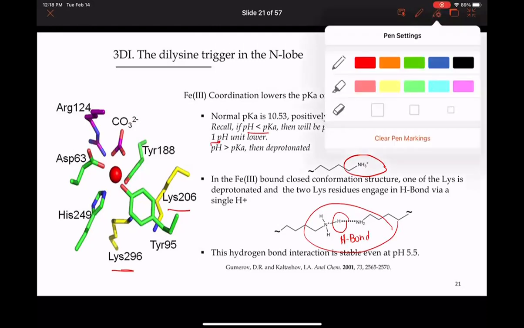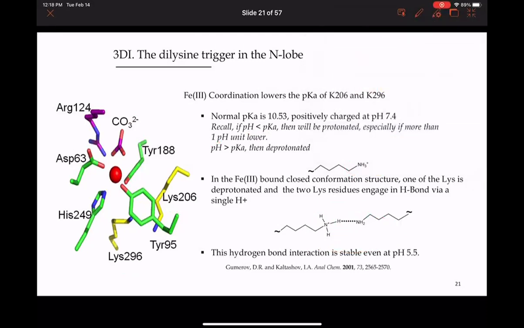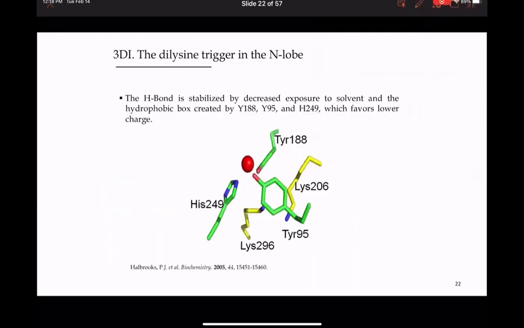And it turns out that this hydrogen bond is even stable at a pH of 5.5. And so I will, in a moment, talk about why pH 5.5 is important, because we're going to talk about the process of endocytosis and where this pH change is actually relevant.